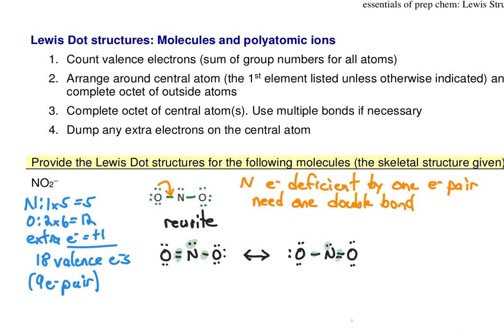So all atoms follow the octet rule. We have the correct number of electrons. This is a set of valid Lewis dot structures.